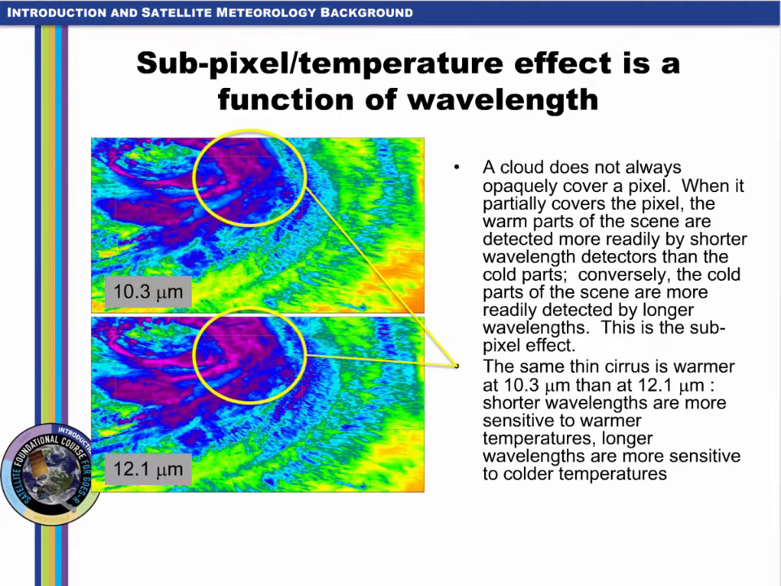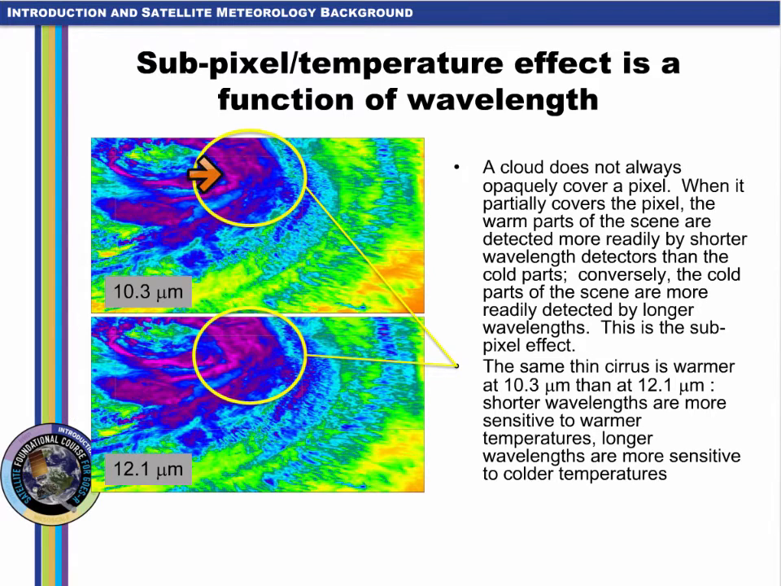What is the subpixel effect? Optically thin clouds, such as cirrus, do not opaquely cover a pixel. Warm parts of that pixel, the surface and any lower clouds, are more readily detected than cold parts of the pixel by shorter wavelength detectors. Conversely, cold parts of the pixel, high clouds for example, are more readily detected than warm parts of the pixel by longer wavelengths. Thin cirrus in this scene is warmer at 10.3 microns than at 12.1 microns.